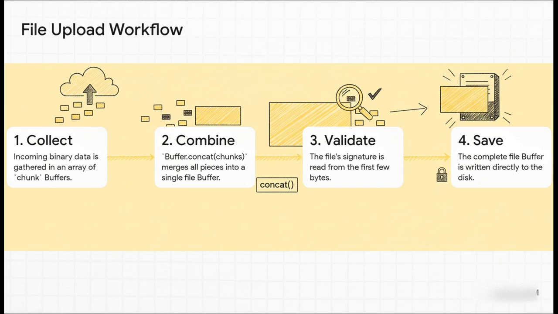Step 3, validate. This is a cool security trick. You can peek at the first few bytes of the file's signature, to make sure it's actually a PNG or whatever you're expecting. And finally, step 4, save. You take that final, complete buffer and write it straight to the disk. Done. It's clean, super efficient, and way more secure.